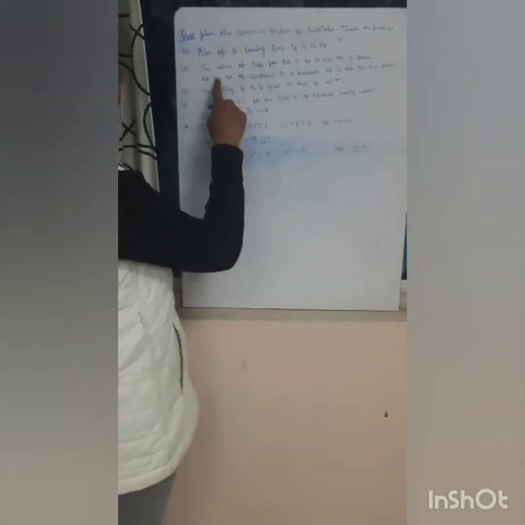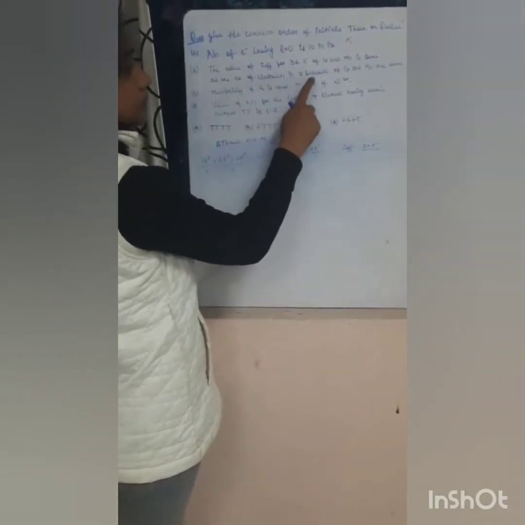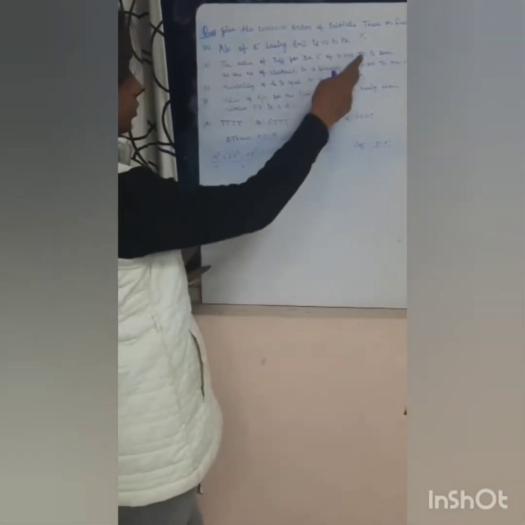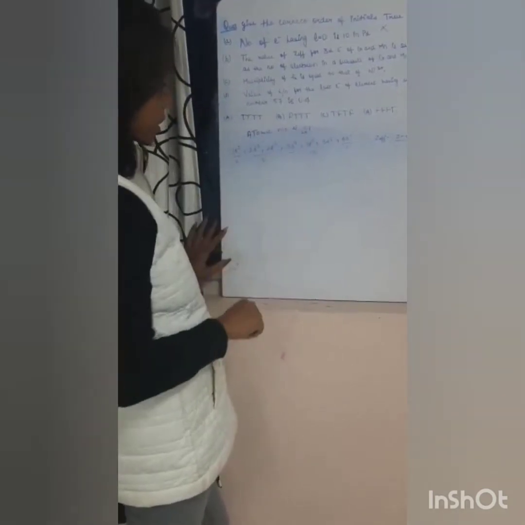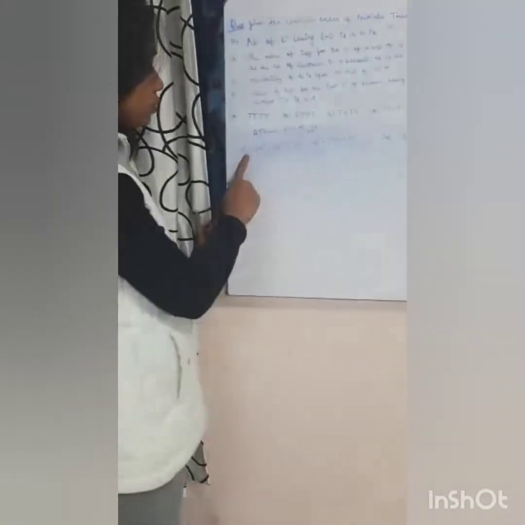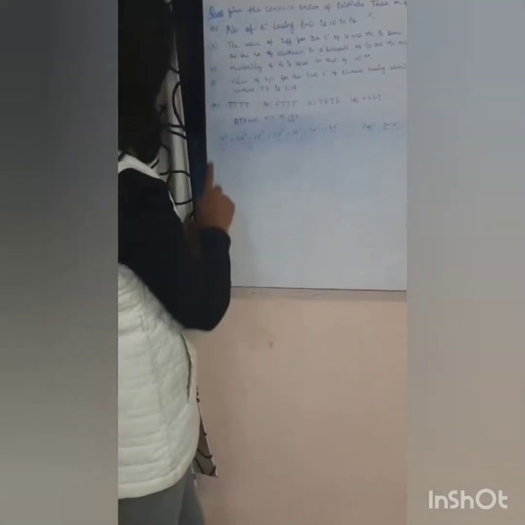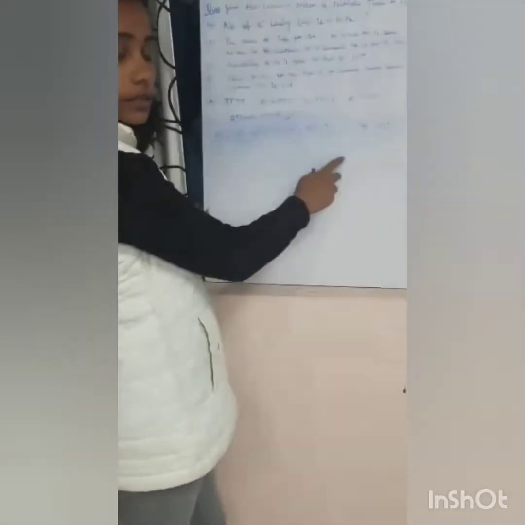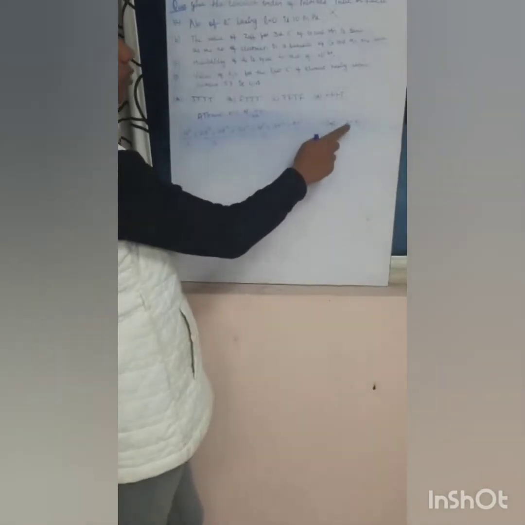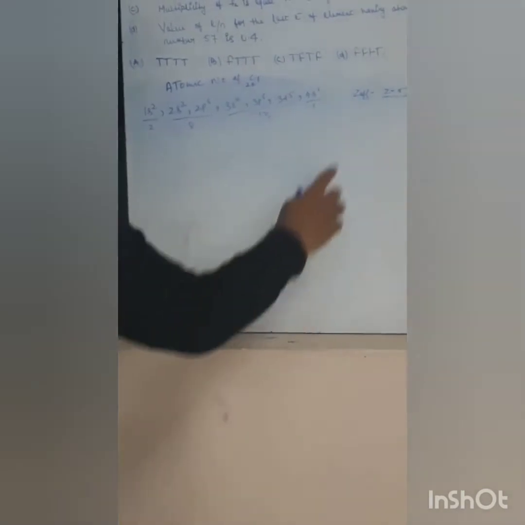The second statement is: the value of Z effective for the 3d electron of Cr and Mn is the same, as the number of electrons in the d subshell of Cr and Mn are the same. For this we have to calculate the electronic configuration of both. First Cr, whose atomic number is 24. The electronic configuration will be 1s2, 2s2, 2p6, 3s2, 3p6, 3d5 and 4s1. So this is 2, this is 8, this is 13 and this is 1. Now we will calculate Z effective.